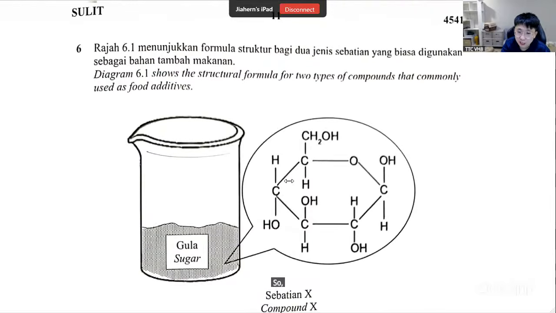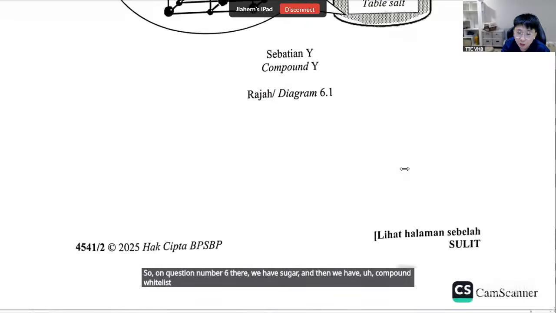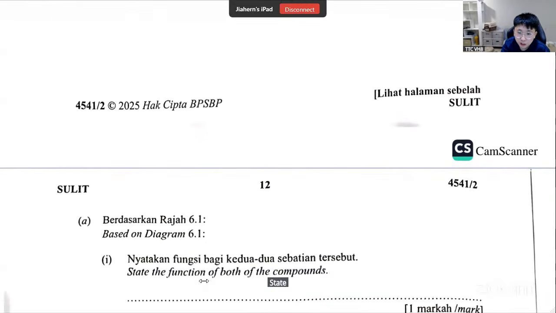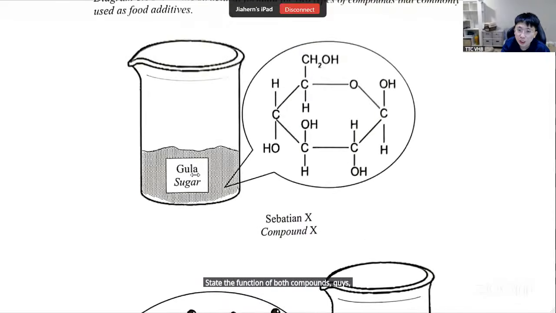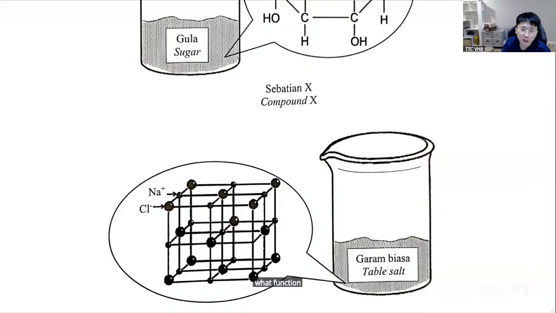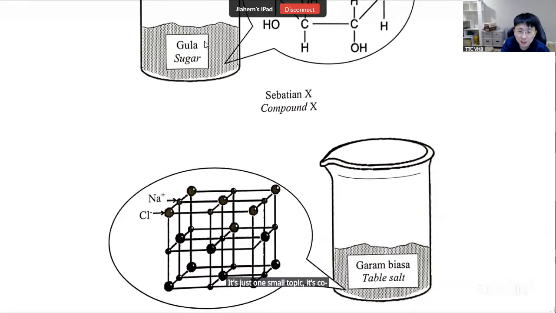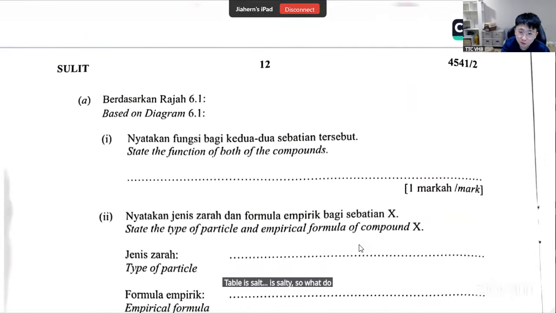So on question number 6 there, we have sugar, and then we have compound Y, which is table salt. So they ask you, state the function of both compounds. When you have sugar and salt, what function? We haven't learned this in our syllabus yet because it's in your Form 5 Chapter 5. It's just one small topic. Sugar is sweet. Table salt is salty. So what do we say? The function of it we can say as flavoring.